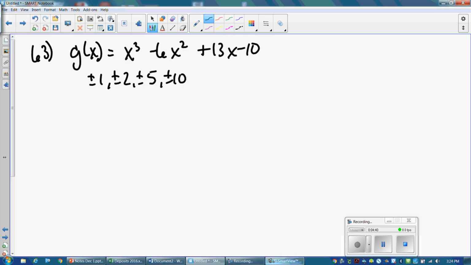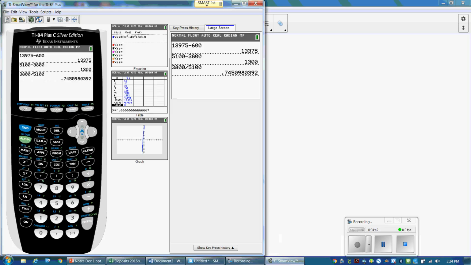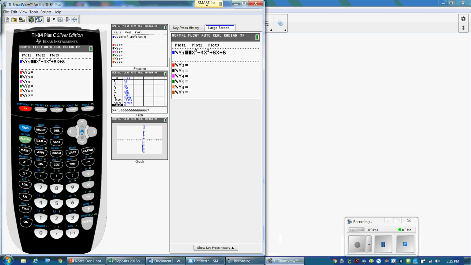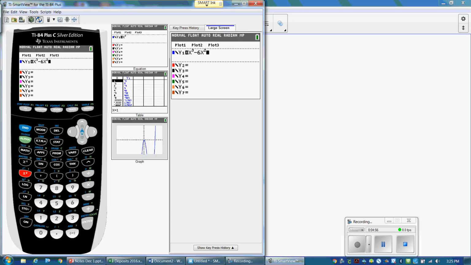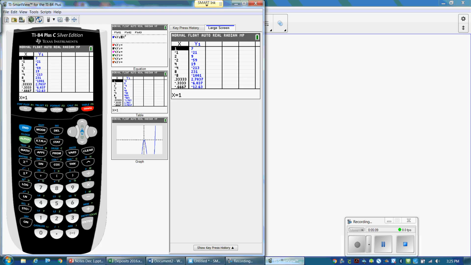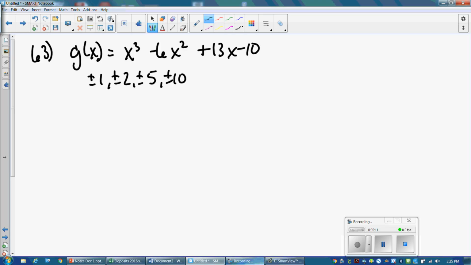All right, coming to my calculator now. x cubed minus 6x squared plus 13x minus 10. I need to try positive negative 1, positive negative 2, and positive negative 10. Whoops, I think I just took that off. Minus 10.